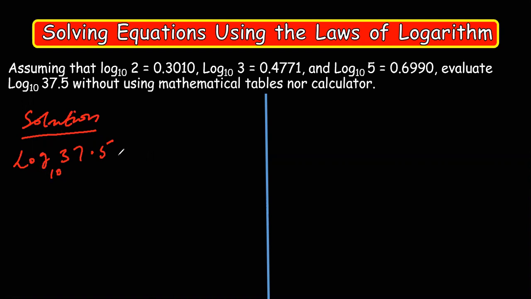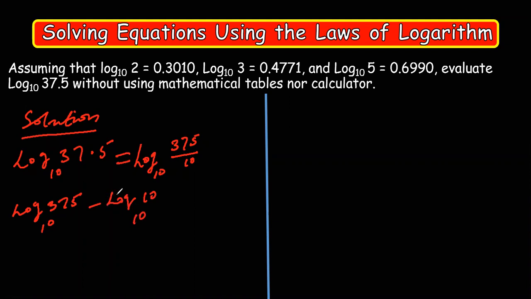Okay, so this is going to be equal to log 375 when we change to a fraction, divided by 10. The base is 10 here. And then we are going to have log 375 minus log 10, also in base 10. So this is according to the division law, or the subtraction law, of logarithm.